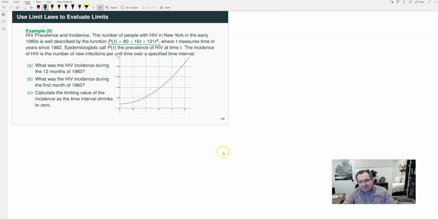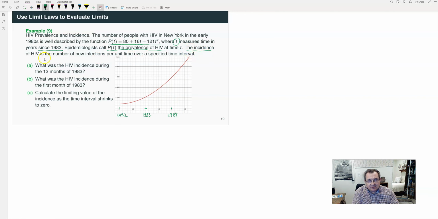So the data can be fitted into a polynomial where t measures time in years since 1982. How do I understand that? Here's a graph where the zeroth year is 1982, 1 year is 1983, 2 year is 1984, and you can continue. The function p is called the prevalence of the infection, and it counts the number of people that are infected at any given time.